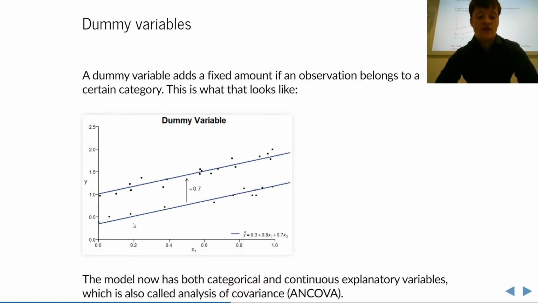So that means for every unit increase in x1, I expect to go up by 0.8. And then it says for x2, which is our dummy variable, you add a constant of 0.7. So that means if I am male, I add another 0.7 to this, and then the slope is still the same, right? So the slope is still 0.8.